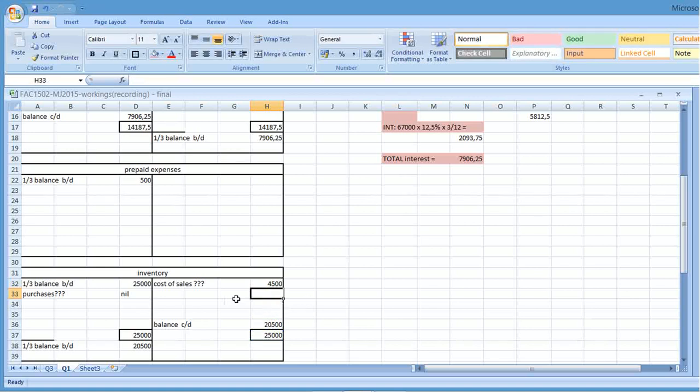Gives you 4,500. You could assume that there was a cost of sales, but then that would have had to have been given to you, and then you would have been able to calculate the balancing figure, which would have been the purchases, right? Depending on the scenario. But I'm going to leave inventory just as is, based on information that we were given in the actual question.